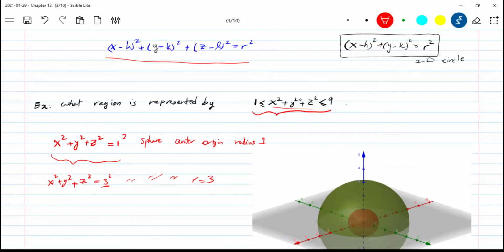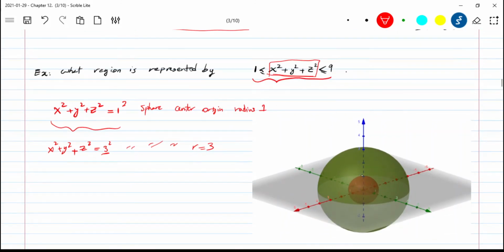Okay, but you have inequalities. That means any sphere in between, where the radius is between 1 and 3, not 1 and 9, the radius is 1 and 3. Any sphere between that is acceptable. All those points are acceptable. So the region between the red sphere with the radius 1 and the sphere of radius 3.